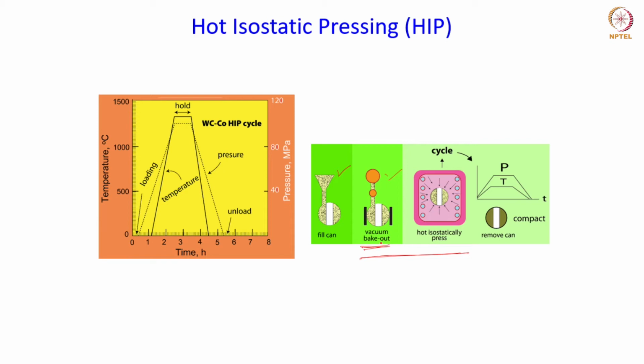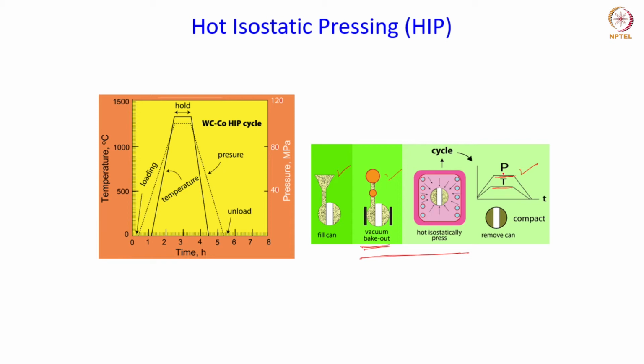And finally, once it is degassed, it is transferred to the heating chamber where it is heated up under isostatic pressing. Okay, and this is the pressure temperature cycle that you can see from here. When the pressure is applied, the temperature also is simultaneously applied, and at the sintering temperature where it is held for a particular period of time, the pressure is also held during that time for the densification to occur.